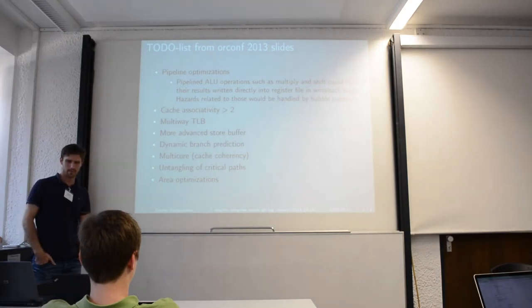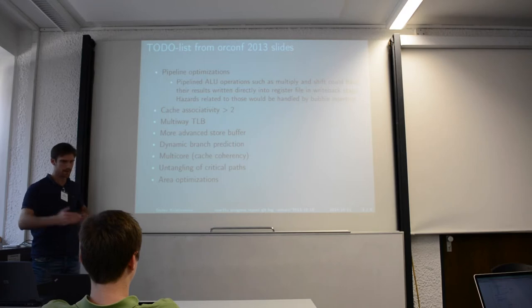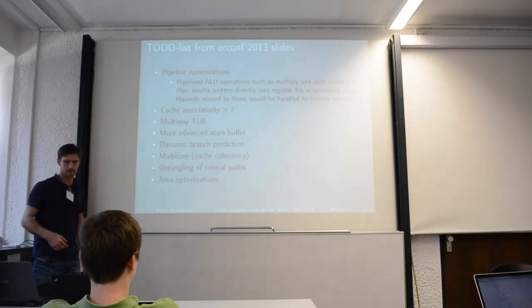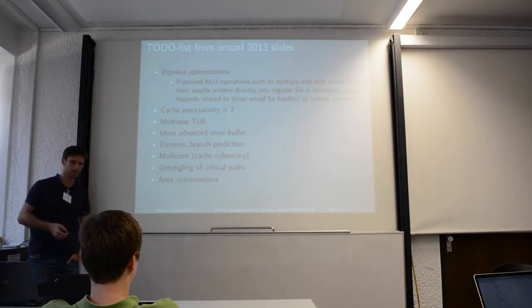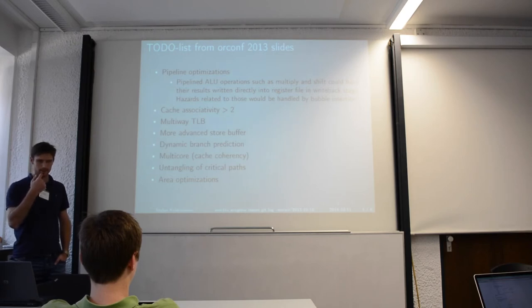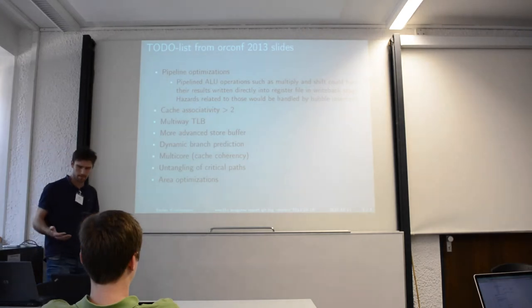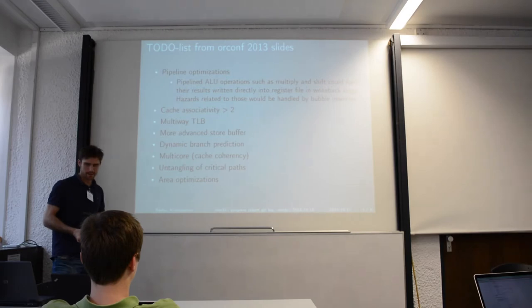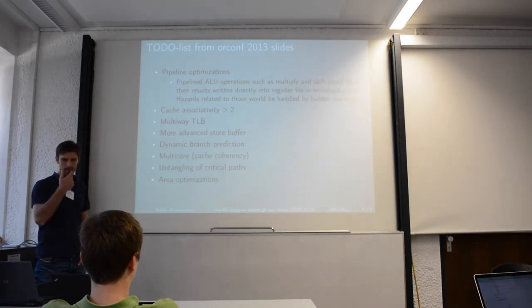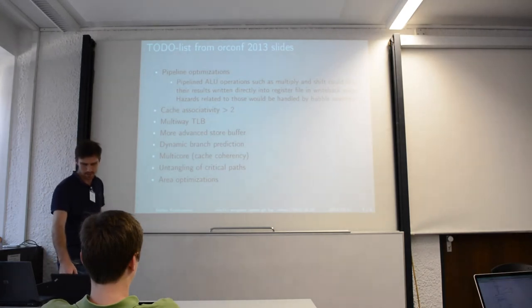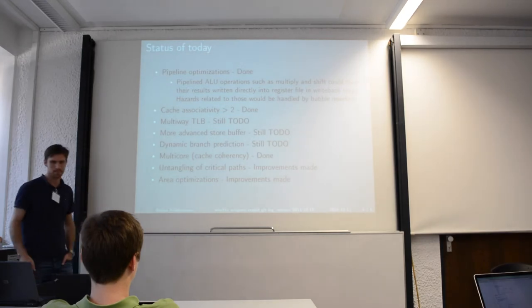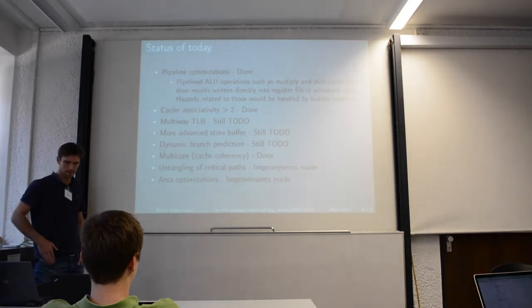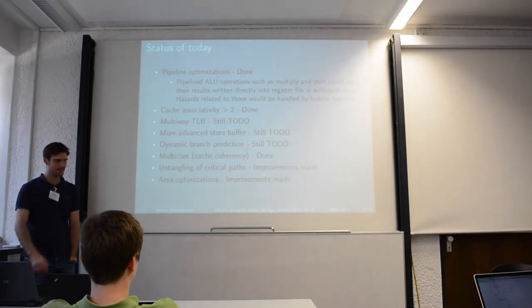Some pipeline optimizations, like moving around the multiply or making it go along the pipeline, was one thing I wanted to do. Then cache associativity, which Stefan has worked on, multi-way TLBs, and some improvements to the store buffer. Currently the branch prediction is just static. We want to have dynamic branch prediction, and multi-core, which Stefan has also been working on, and some optimizations for speed and area. We have been doing what we had planned, even though I haven't really looked at this old to-do list. A lot of the things we wanted to do have been done.